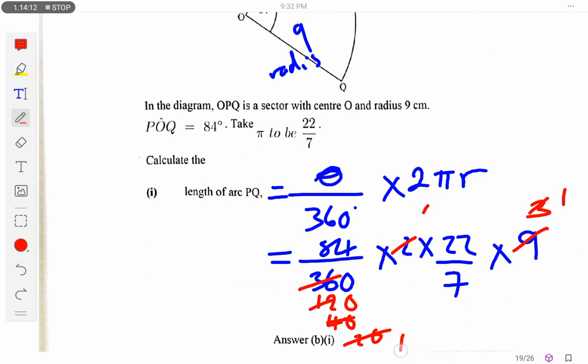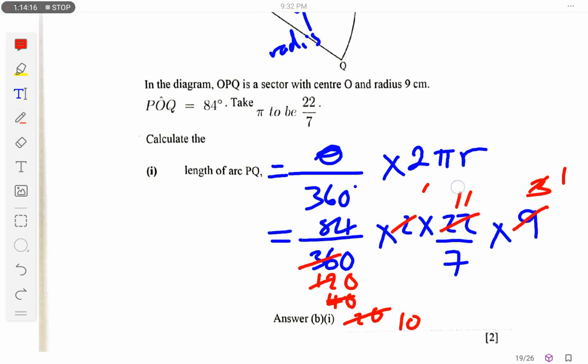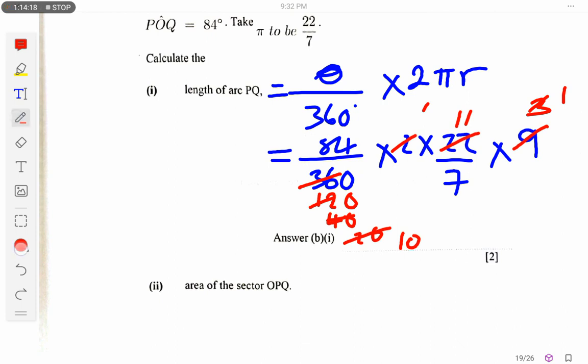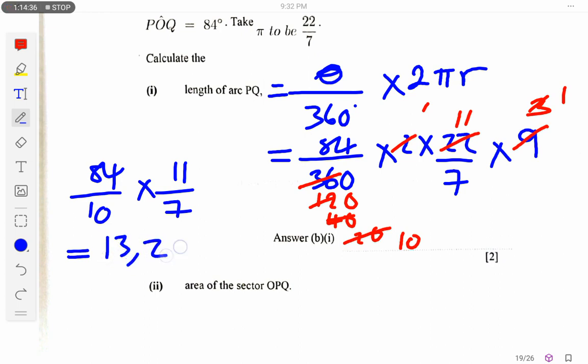Okay, 2 can go into this one. I have a 10, into this one 11. Okay, so now I have something like this. Let me write it: 84 over 10 times 11 over 7. Okay, and I can now simplify it and I can get 84 times 11 divided by 70. That will give me like 13.2 centimeters. So that's the arc length there. Okay, fine. Let's move on.